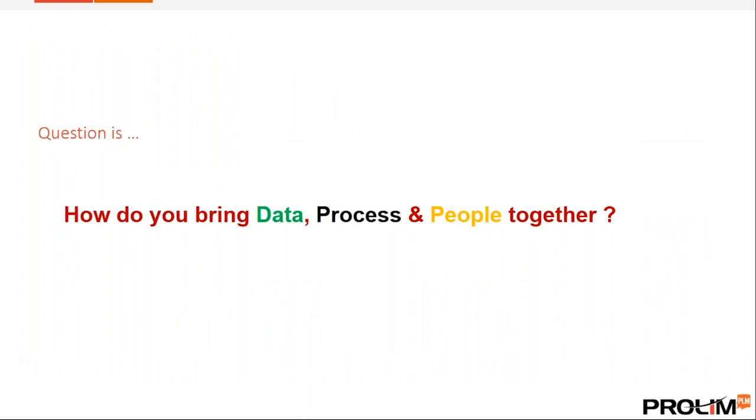The question is, how do you bring this data that is scattered around all these places, and how do you bring these processes into one global, consistent process, and potentially automate some of these processes, and people who are working in different departments or organizations, from sales to design engineering, manufacturing and purchasing and so on. How do you bring all this data, process, and people together? Next slide.